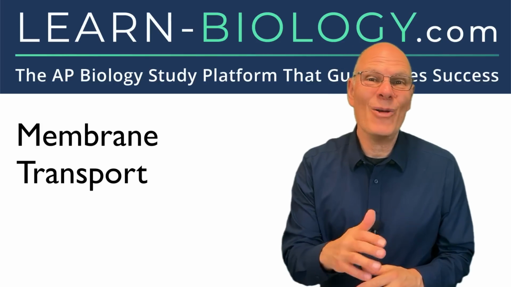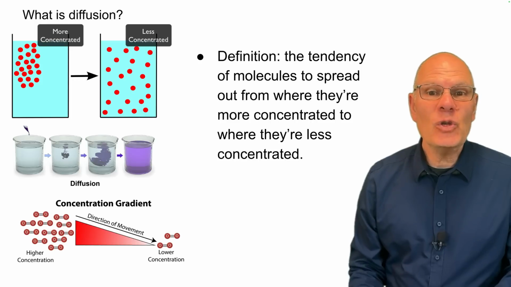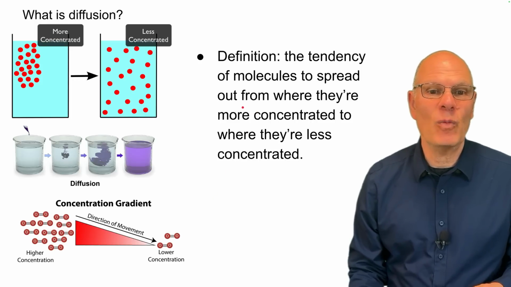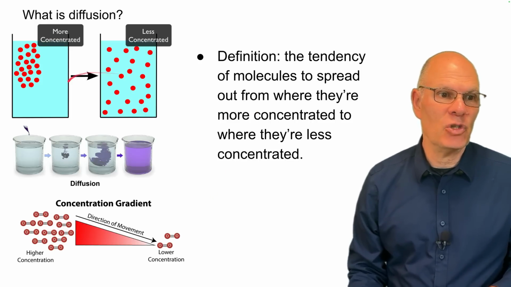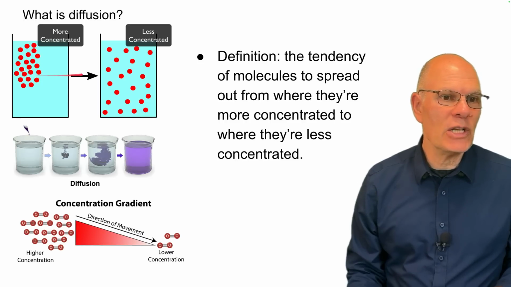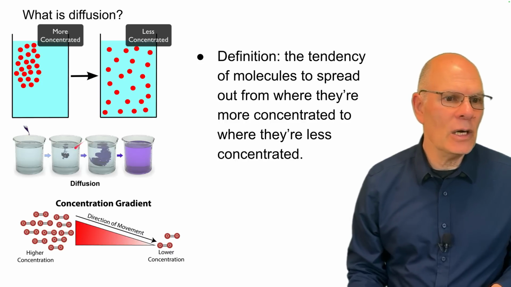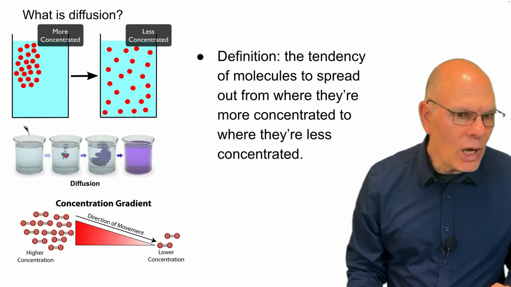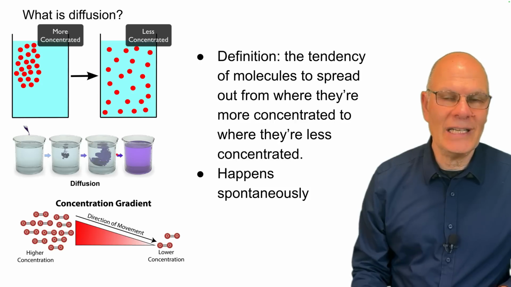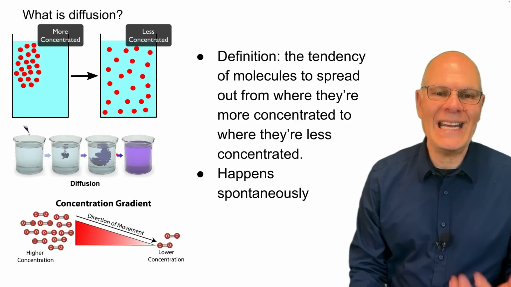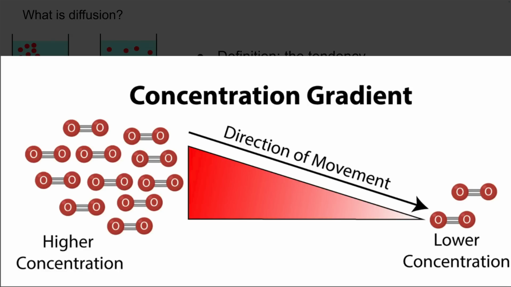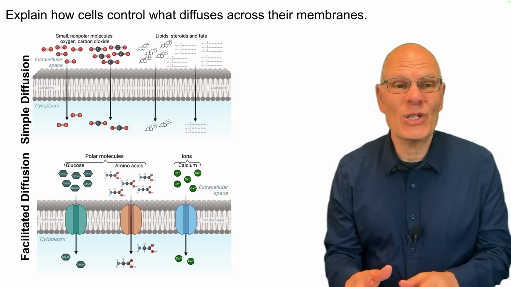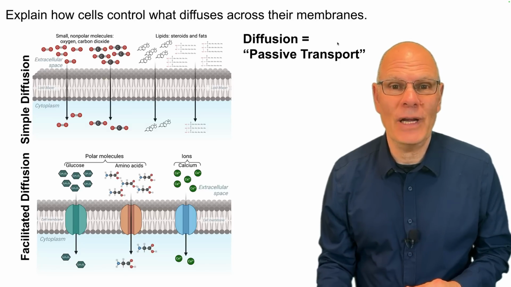Membrane transport: how things get across the cell membrane. Diffusion is the tendency of molecules to spread out from where they're more concentrated to where they're less concentrated. So here you have some substance more concentrated over here, less concentrated over here. Here's ink going into a beaker, more concentrated, and then less concentrated. This happens spontaneously. It's based on the kinetic energy of the molecules. And a good way to envision this is to think of molecules as flowing down a concentration gradient from higher concentration to lower concentration.